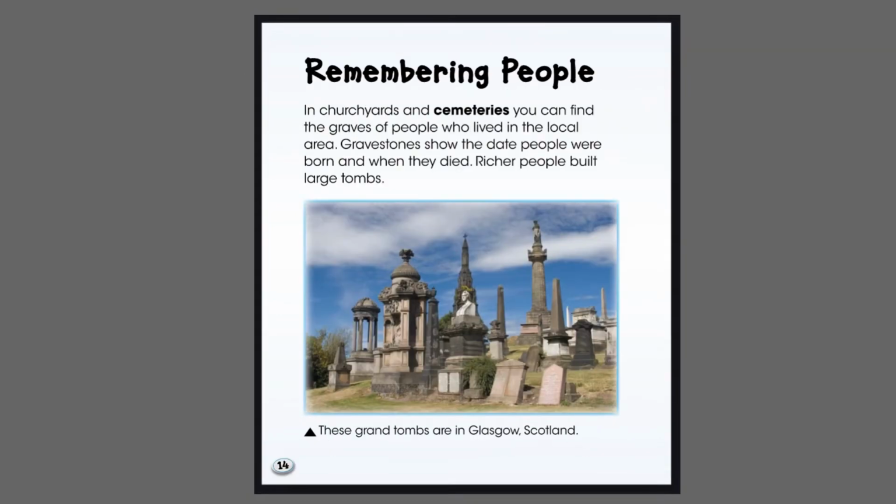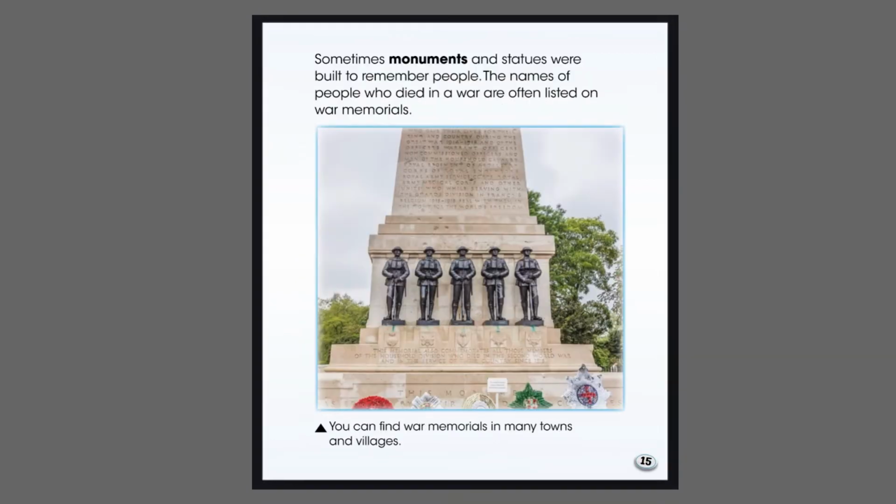Remembering people. In churchyards and cemeteries, you can find the graves of people who lived in the local area. Gravestones show the date people were born and when they died. Richer people built large tombs. These grand tombs are in Glasgow, Scotland. Sometimes monuments and statues were built to remember people. The names of people who died in a war are often listed on war memorials. You can find war memorials in many towns and villages.